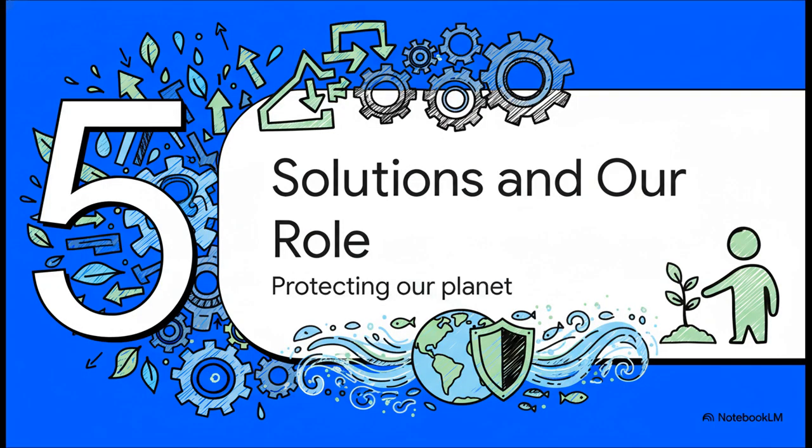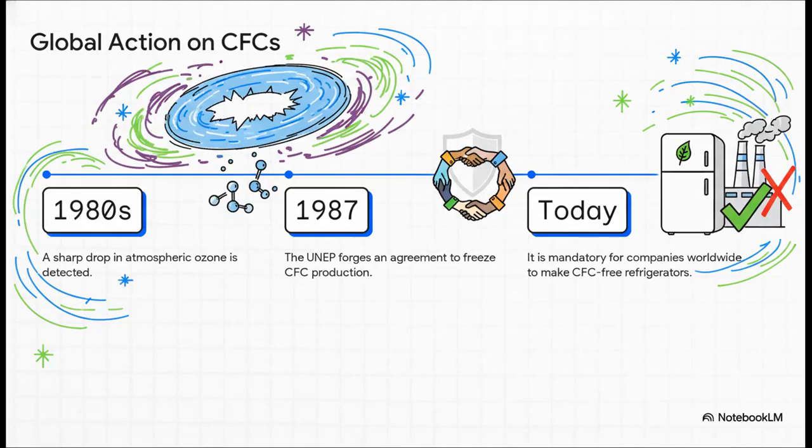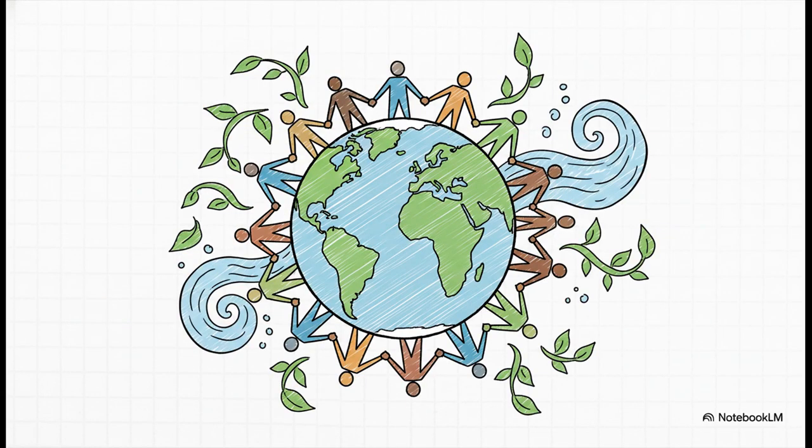The world recognized this problem and took action. Let us see what was done. In 1987, countries came together and agreed to stop producing CFCs. Today, it is compulsory for companies to make appliances that are CFC-free. This is a very successful example of international cooperation. It teaches us that we all have a role to play in protecting our environment.